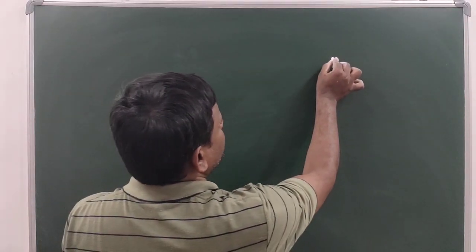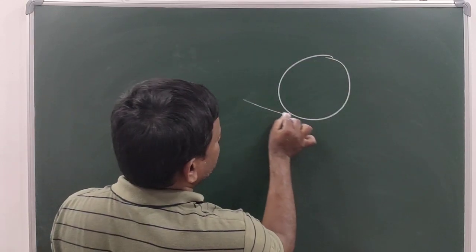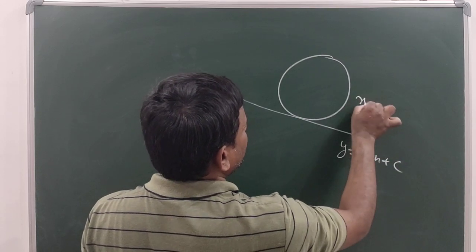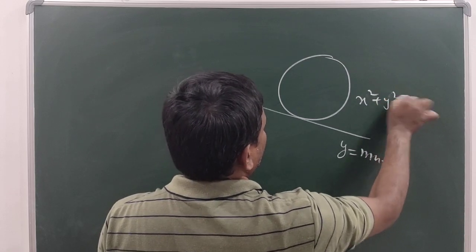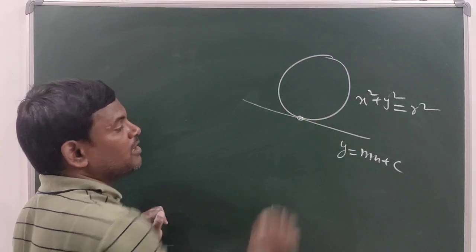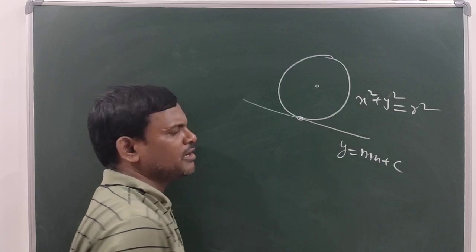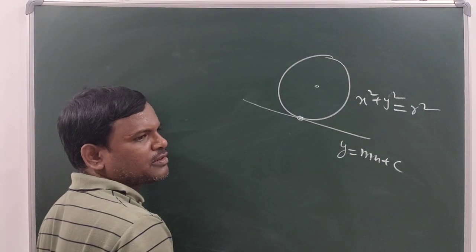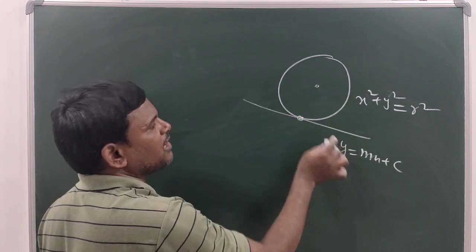Sometimes the tangent equation will be given to you, y equal to mx plus c, and the circle equation will be given to you, and they will ask you to find the point of contact also. How do you find this point of contact? The point of contact is the foot of the perpendicular from the center on this line.